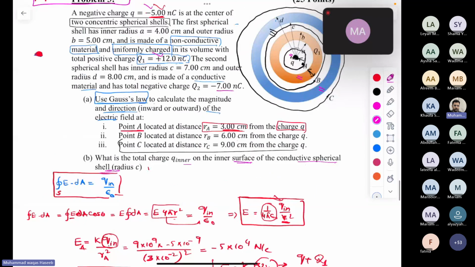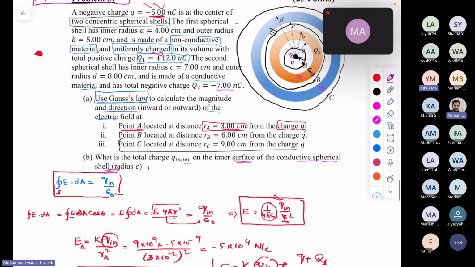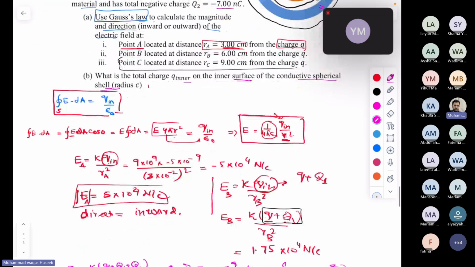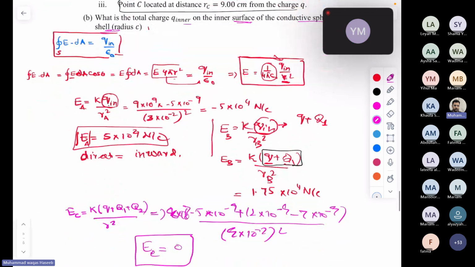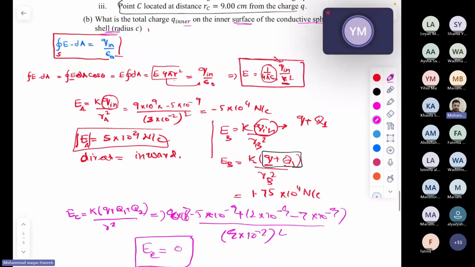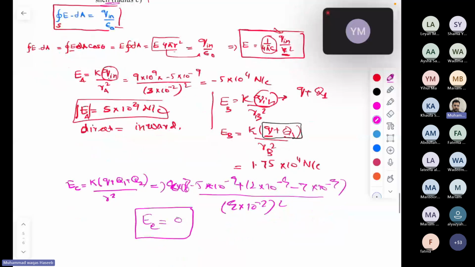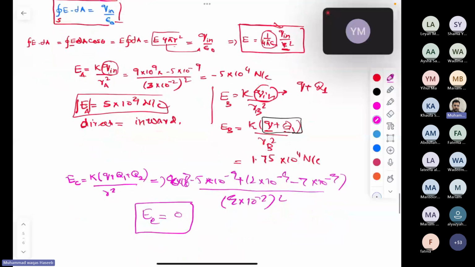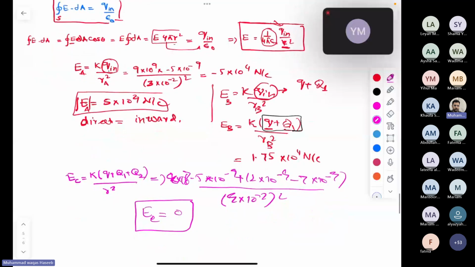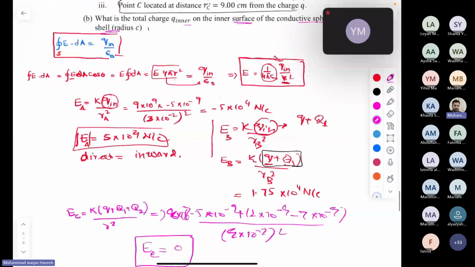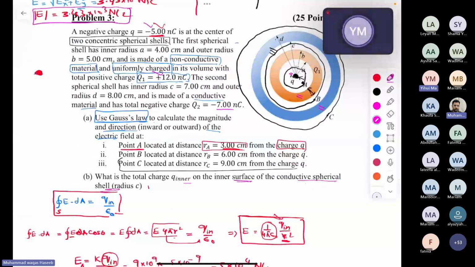Excuse me, doctor. For question A, all points are inward, right? The direction? Yeah. For point A, the direction is inward. For point B, the direction is outward.